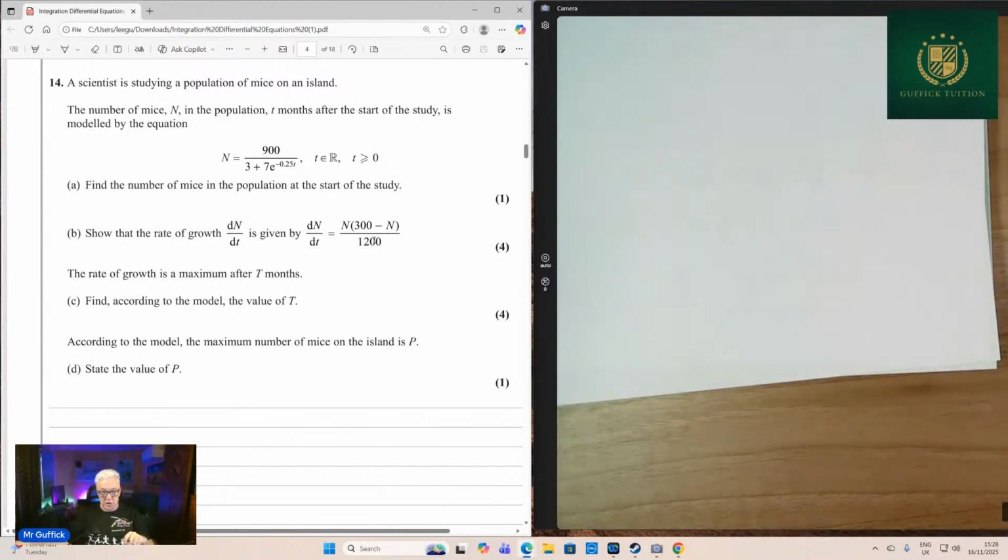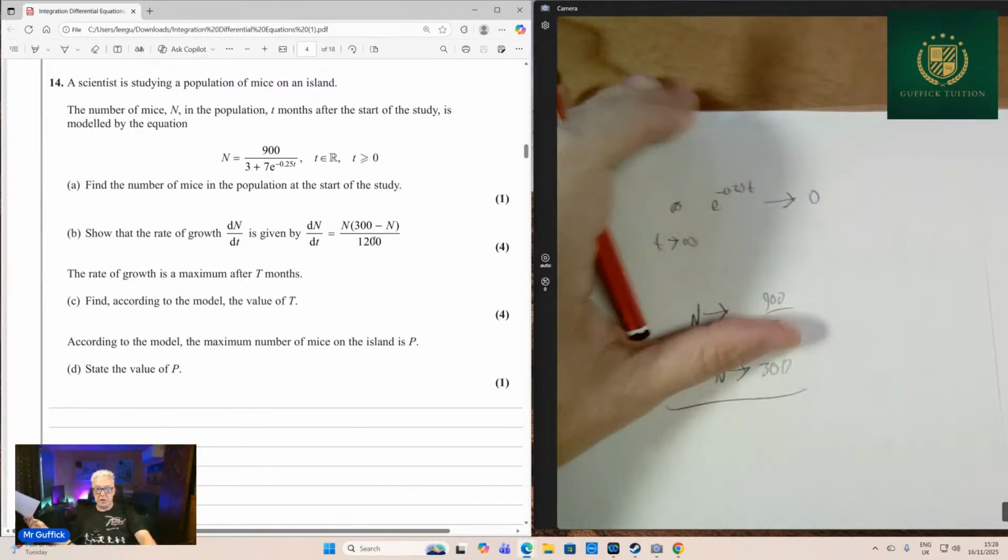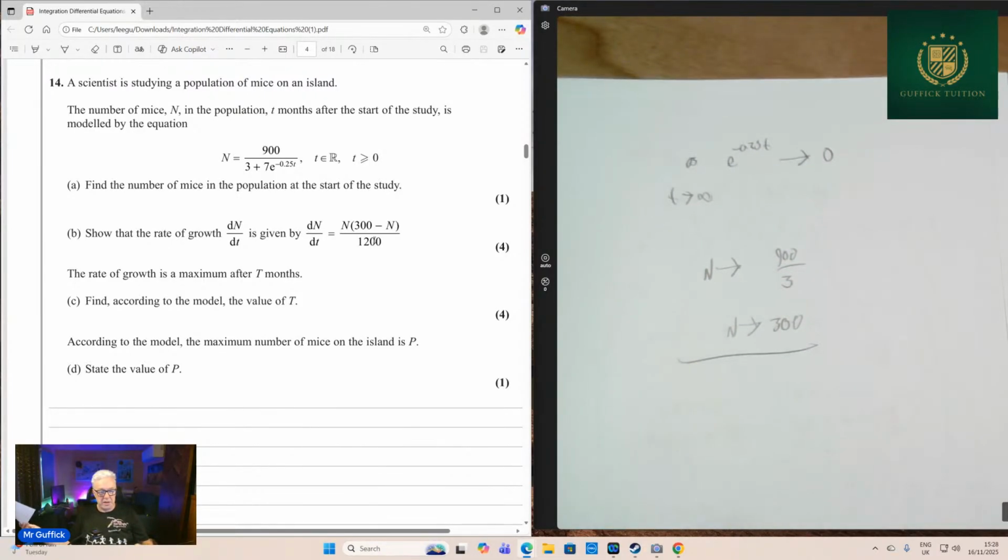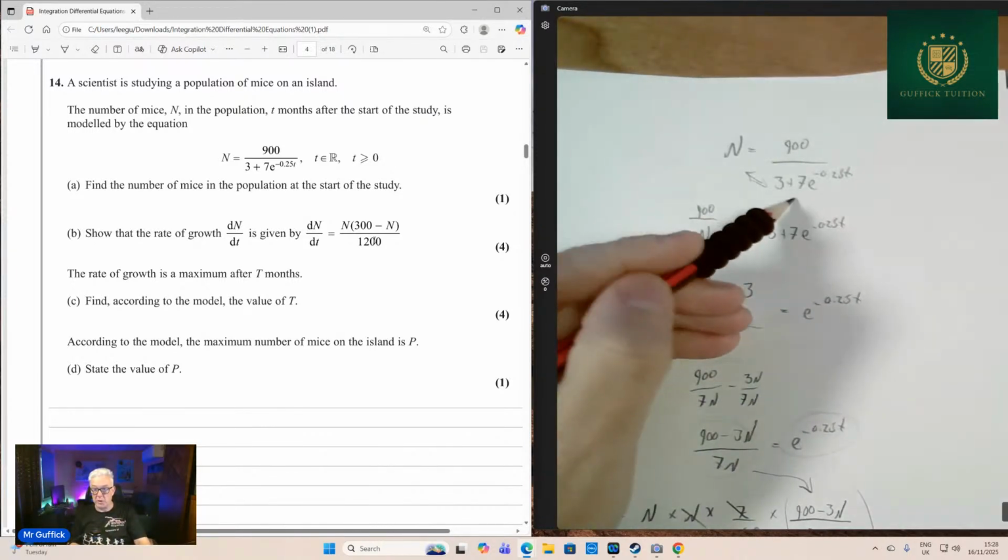Right, last bit of the question, and again, it's one of those things that comes up so often, it's ridiculous. It says, according to the model, the maximum number of mice on the island is p. Find out what p is. Well, if we go back to our original differential equation, let's just have a look at it. So there's our original differential equation.